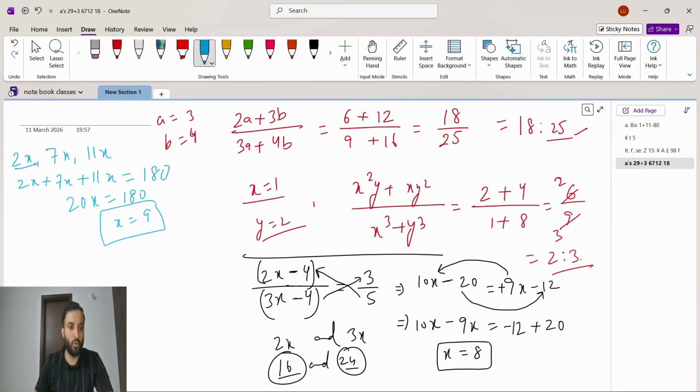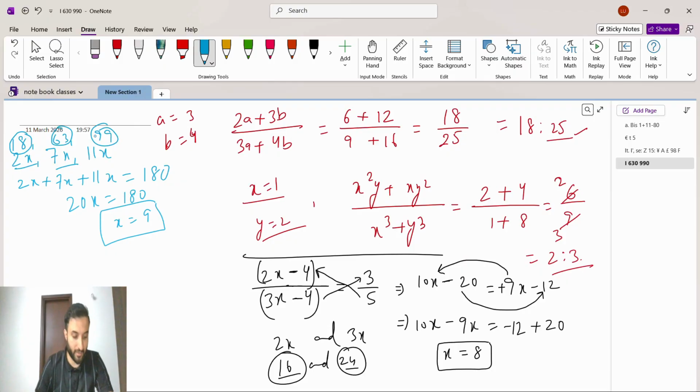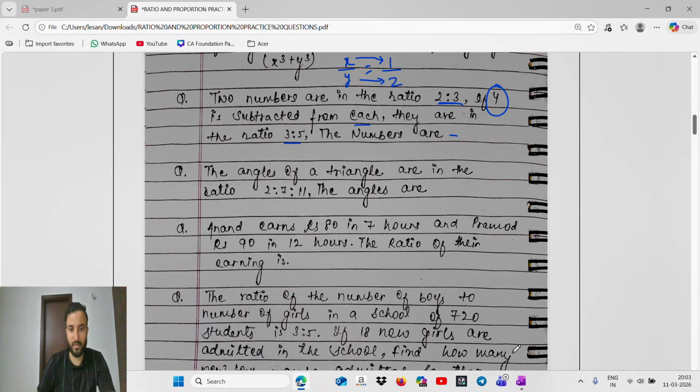So the angles are 2x. 2 times 9 is 18. Then 7x, 7 times 9 is 63. Then 11x, 11 times 9 is 99. Just add this: 18 plus 63 plus 99 is 180. Yes, you got the correct answer. First angle is 18, second angle is 63, third angle is 99. 18 degrees, 63 degrees, 99 degrees. Yes, the answer is correct.